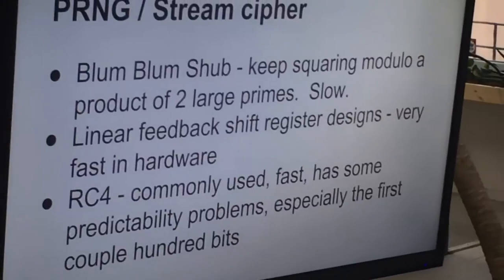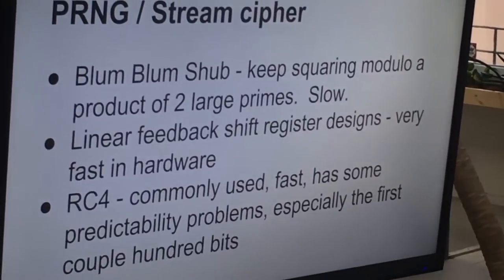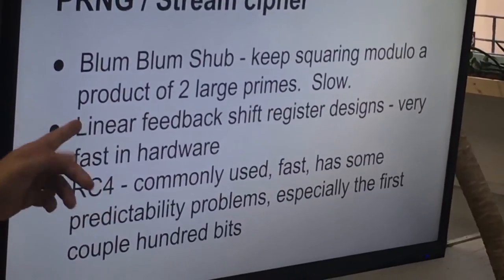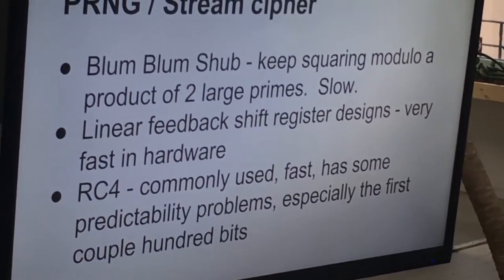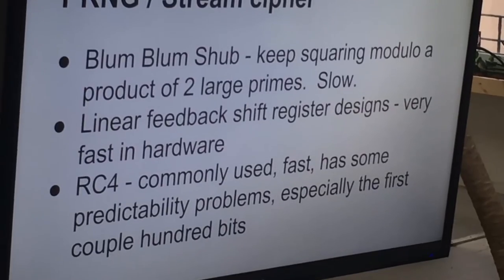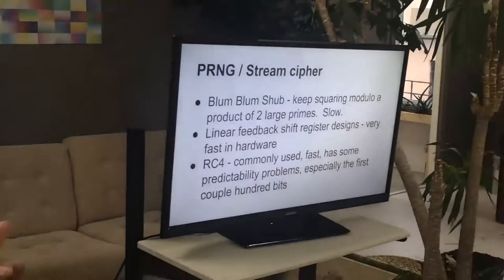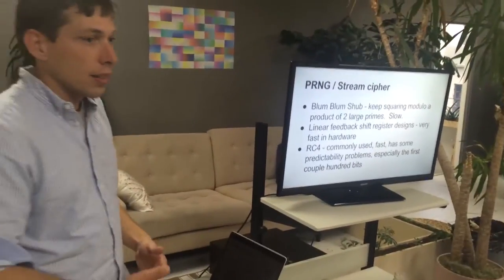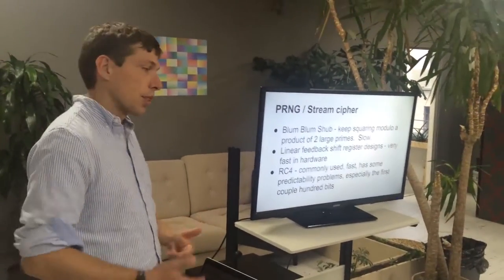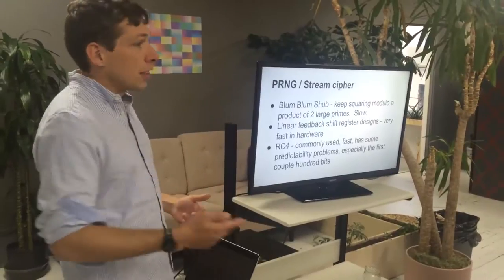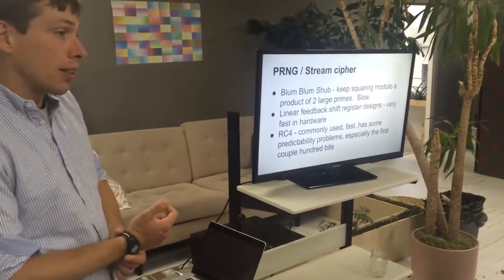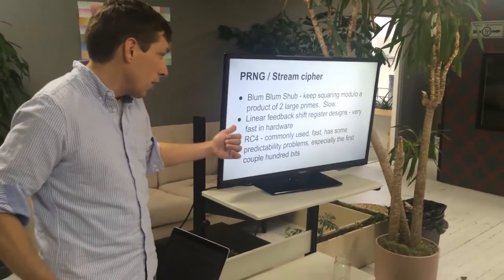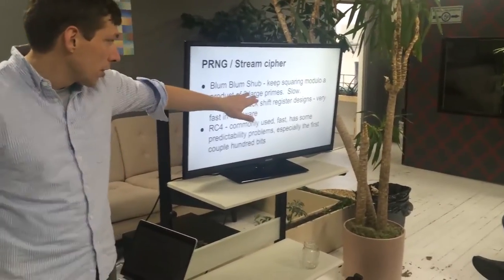Some of the ways to generate a large pseudo-random sequence from a small key: they keep squaring modulo a product of two large primes. Imagine you have the number 7, square it, mod something, square it again, mod something. The modulus should be pretty big, so you have a large space. It can eventually loop around, but if it's a big enough number, you'll never get there. Another one is in hardware; the problem with this is it's slow.